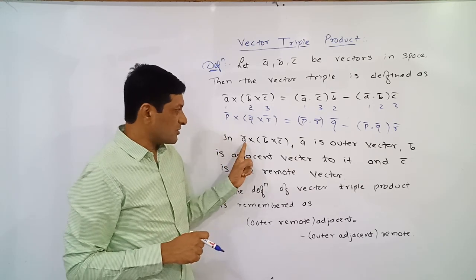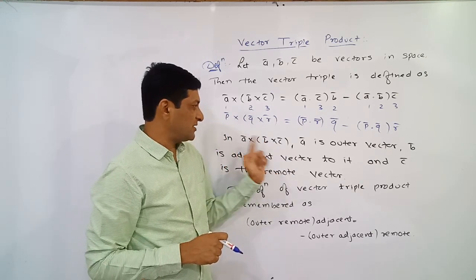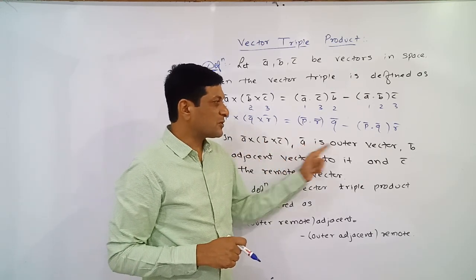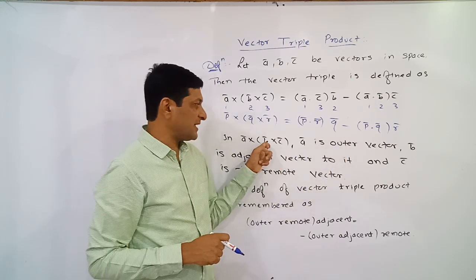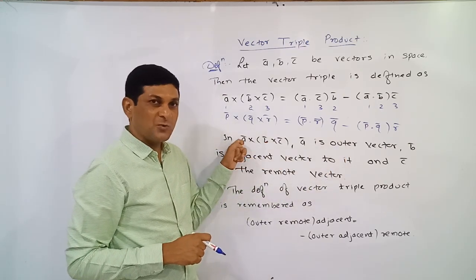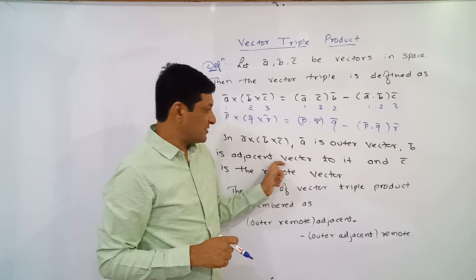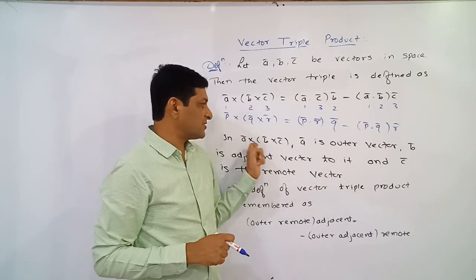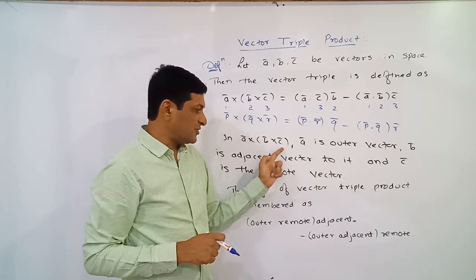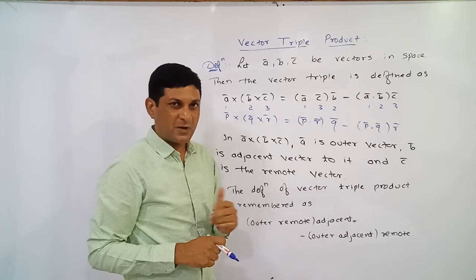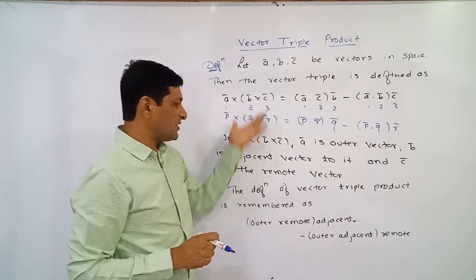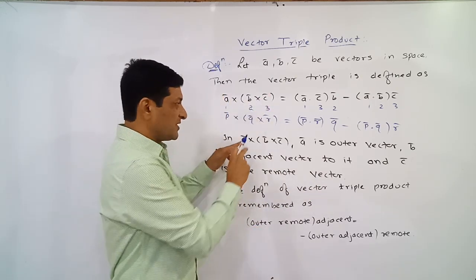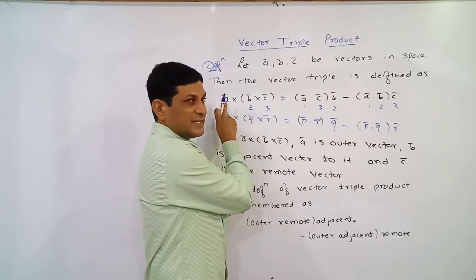In this A bar cross B bar cross C bar, the first vector A bar is called the outer vector, the second vector B bar is adjacent to A bar, and this C bar is called the remote vector. C bar is called the remote vector. So the same definition can be remembered as: the first vector is the outer vector.